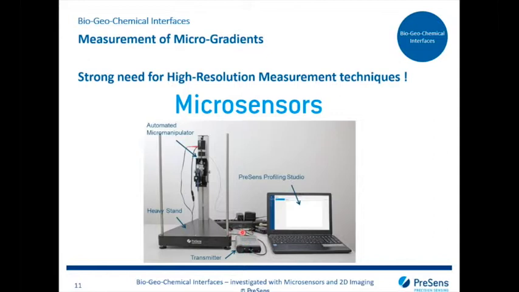Then you will need the so-called transmitter. It can be one of these handheld ones like here, or one of our smaller versions that we now offer, which reads out the microsensor's signal and translates it into a digital signal for the computer. And then you need a computer with software that integrates, on the one hand, your depth measurements from your motor and your concentration measurements from your microsensor.